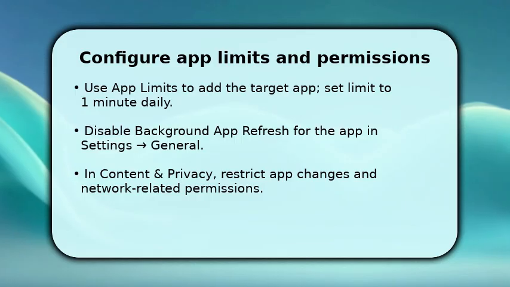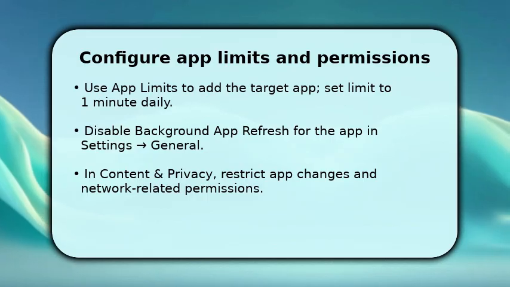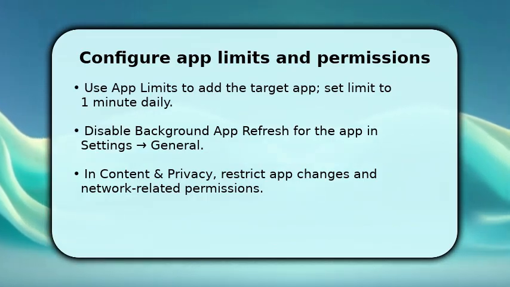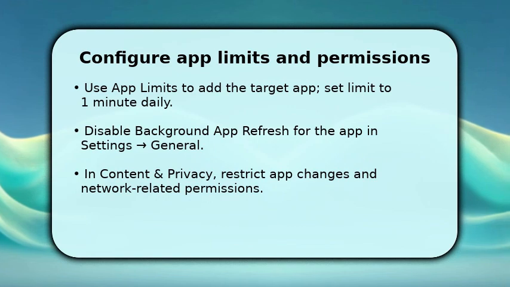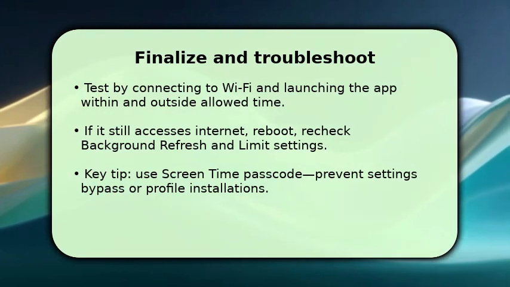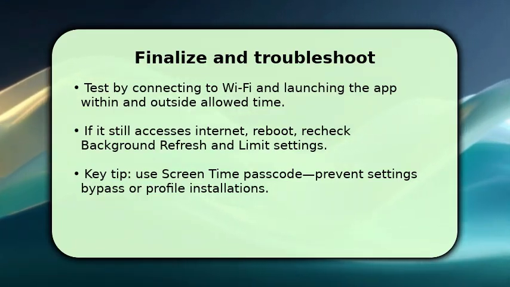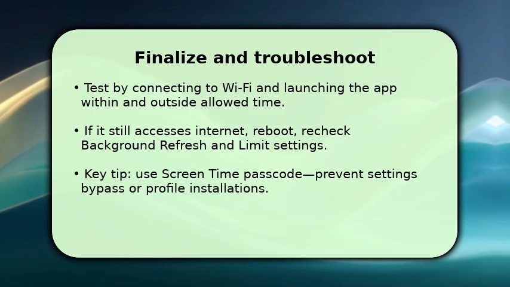Finally, enable content and privacy restrictions to lock these settings with your screen time passcode. That ensures the app cannot re-enable its network privileges without your permission. Finish by verifying behavior. Connect to Wi-Fi and try the app during restricted hours. It should be effectively offline or severely limited.